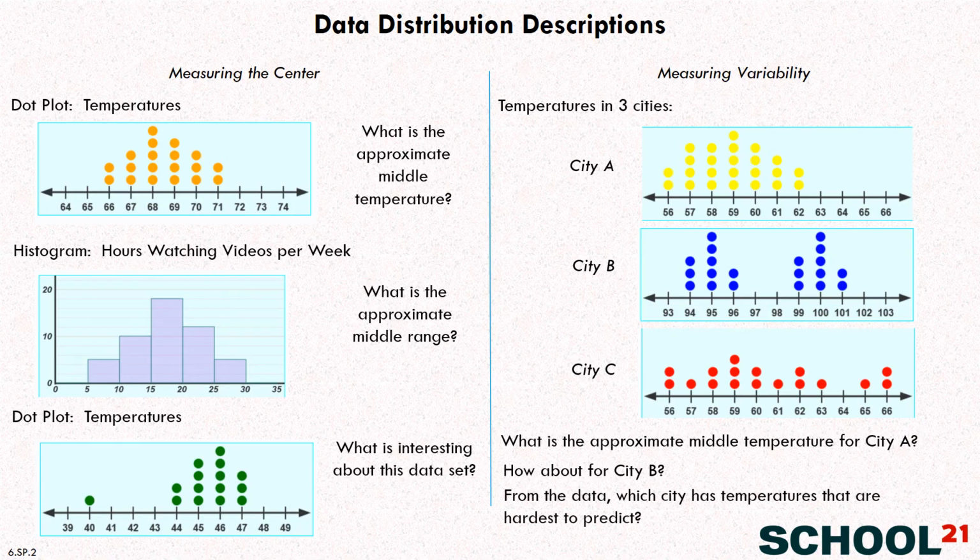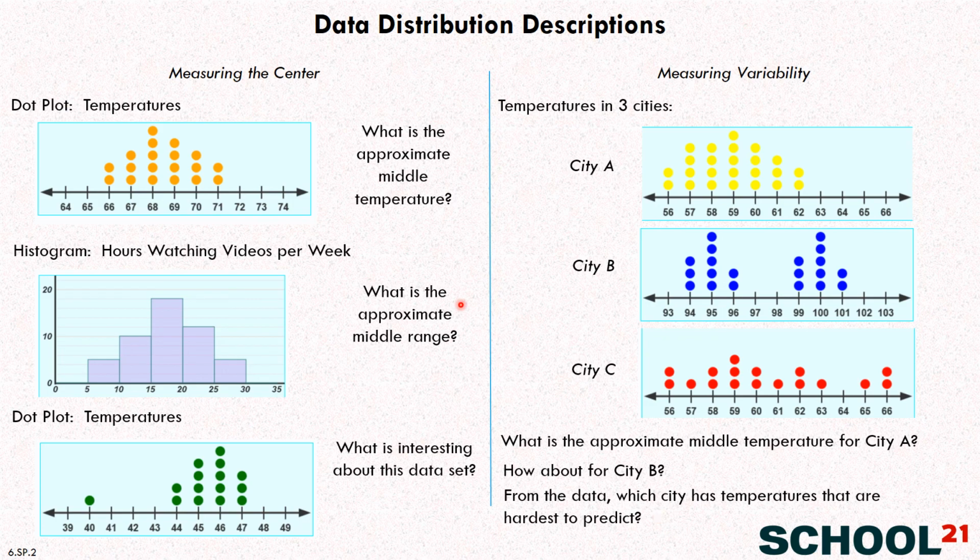And then the last question, from the data, which city has temperatures that are hardest to predict? Well, if you think about it, city A up here has temperatures that cluster around this. You could predict that most temperatures will be in this range. City B, you could predict most temperatures would be here or here. But city C seems to have temperatures that can vary. They can pretty much be anywhere. So the answer to that would be city C is hardest to predict.